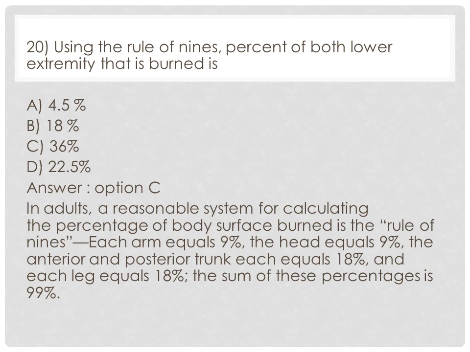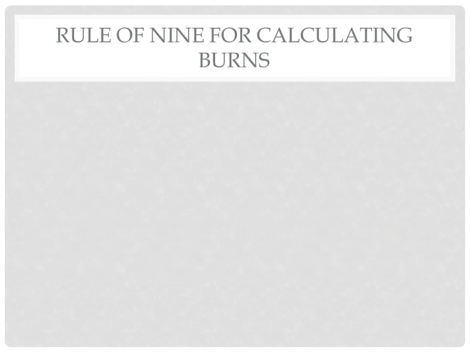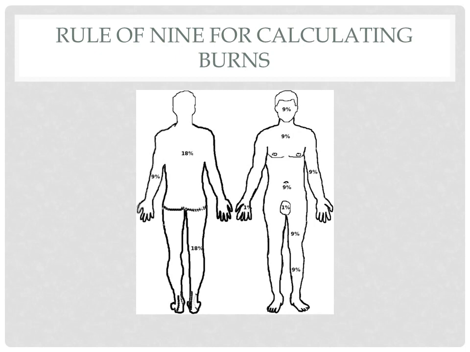We will see in diagrammatic representation. Rule of 9 for calculating burns. You can see in this image. So head 9%, upper extremities 9%, 9%, trunk and abdomen front 18% and back 18%, each leg 18%, 18%, and the anal region 1%. So together 18 and 18, we call it as 36%.